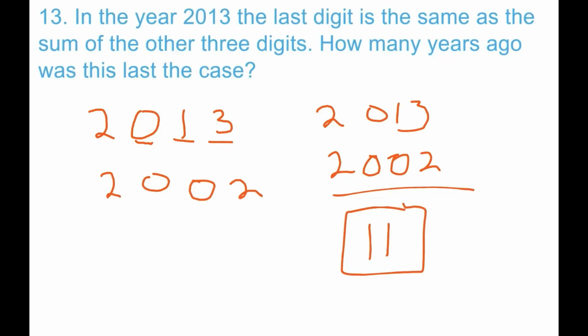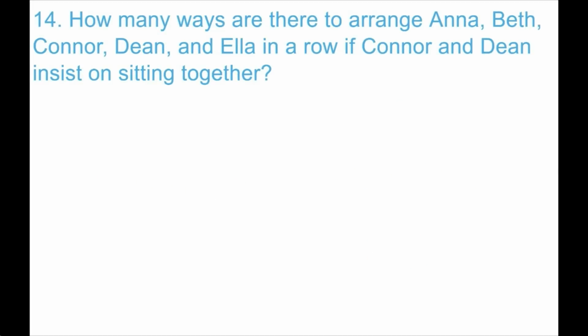Let's move on to problem number 14. Number 14. How many ways are there to arrange Anna, Beth, Connor, Dean, and Ella in a row if Connor and Dean insist on sitting together? First of all, to solve this problem, you need to know about factorials and their applications in solving a problem like this. If you don't know about that, be sure to watch our video on factorials before you take the puzzler contest.